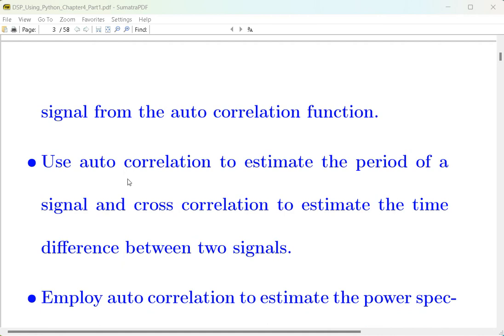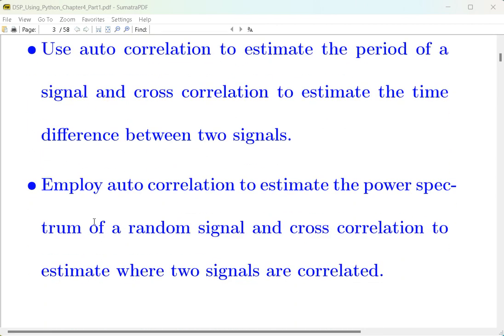the period of a signal and cross-correlation to estimate the time difference between two signals, and employ autocorrelation to estimate the power spectrum of a random signal and cross-correlation to estimate where two signals are correlated.